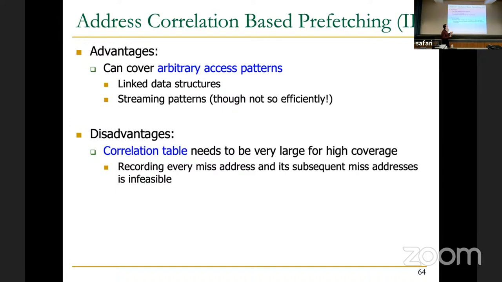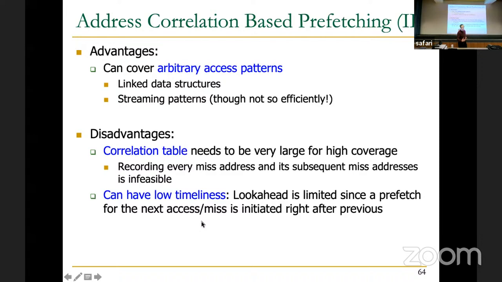And it's a difficult problem to solve. People have designed a lot of correlation prefetchers. And if you don't have a lot of predictability and your data set is large, then you have a problem. They can have low timeliness. Lookahead is limited because a prefetch for the next access or miss is initiated right after the previous one. But we know how to solve this. You prefetch not just the next address, but many, many next addresses, as we have done earlier.